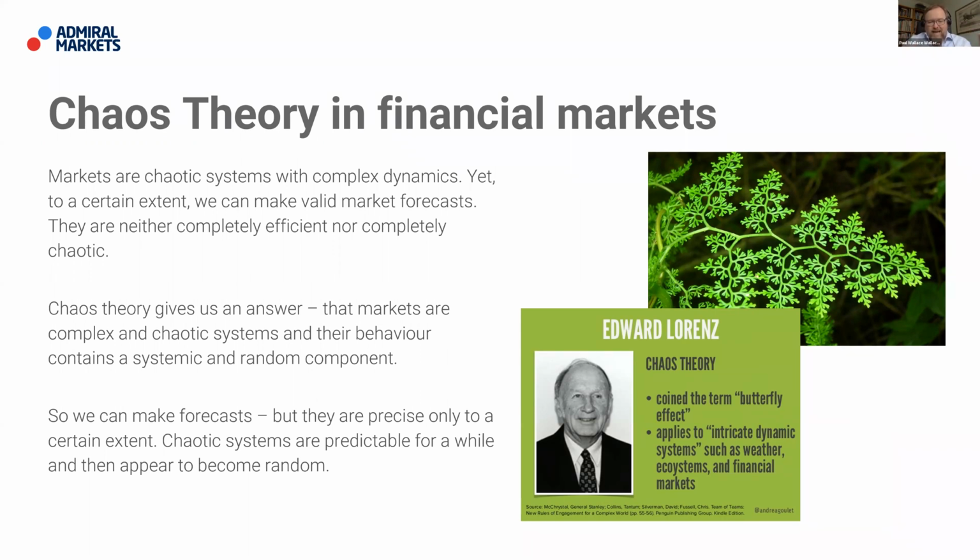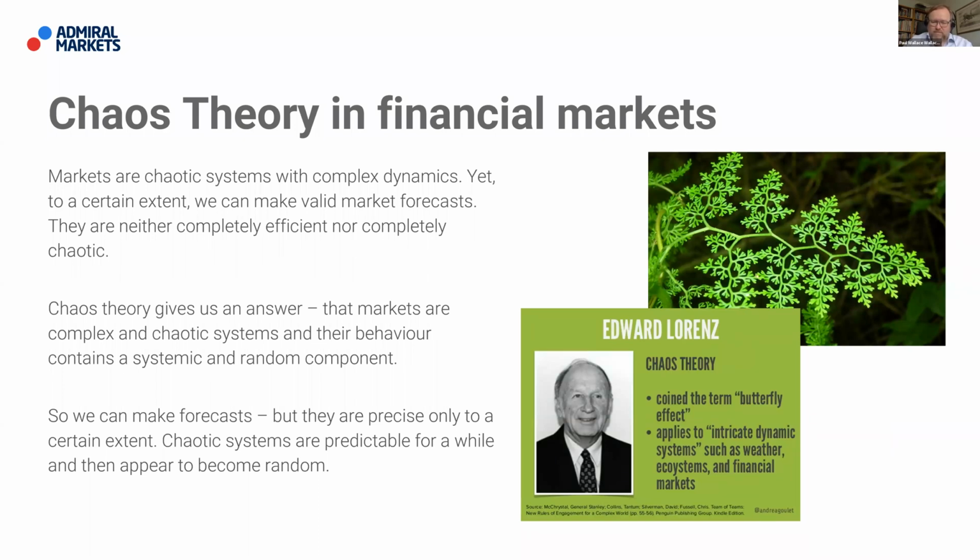But what we're using chaos theory for is that it gives us an element of an answer in that markets are complex and chaotic systems and their behavior contains a systemic and random component. So, as it says, markets are not really completely efficient. They are quite systemic, but then they can also have an element of chaotic, an element of random, and there's a fine line between it. So we can make forecasts, but they are precise only to a certain extent.